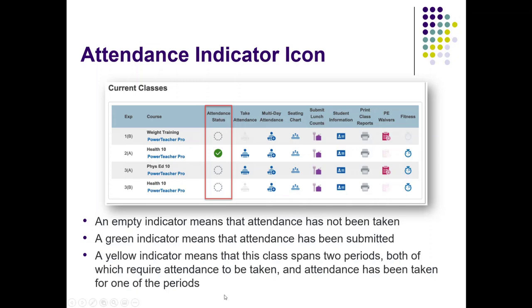In a rare instance that a class spans 2 periods, which requires attendance to be taken for one of those periods or both, it would be a yellow indicator. But again, that is a rare instance, and you may not even come across that.